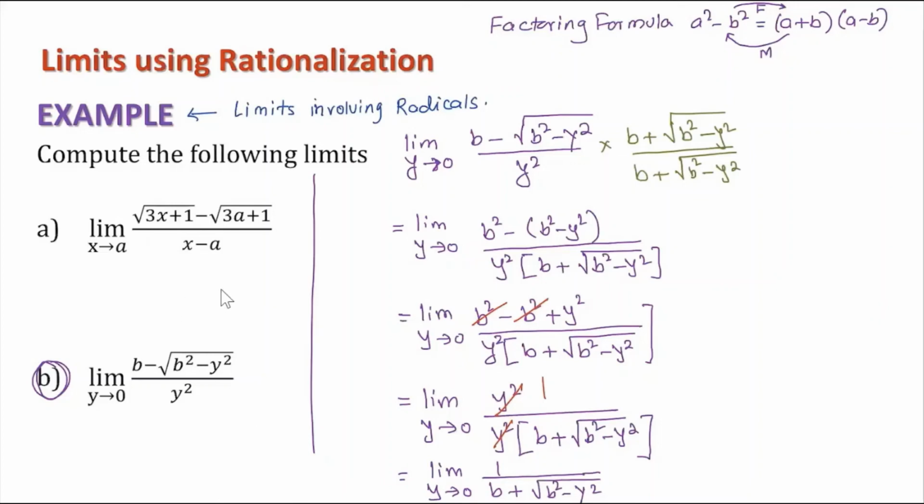So now you can see that the factor y squared, which caused 0 in the denominator, is no more there. So now you can perform direct substitution. You're plugging in 0 for y. So it will be 1 over b plus the square root of b squared, because 0 squared is 0, so b squared minus 0 is simply b squared. The square root of b squared is b. That is 1 over b plus b, which is equal to 1 over 2b. So that is the result for the second part. Part B, the limit is equal to 1 over 2b.